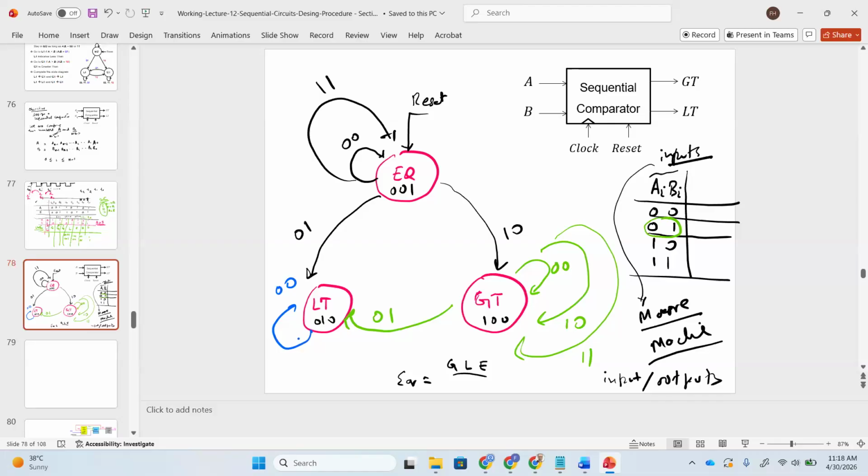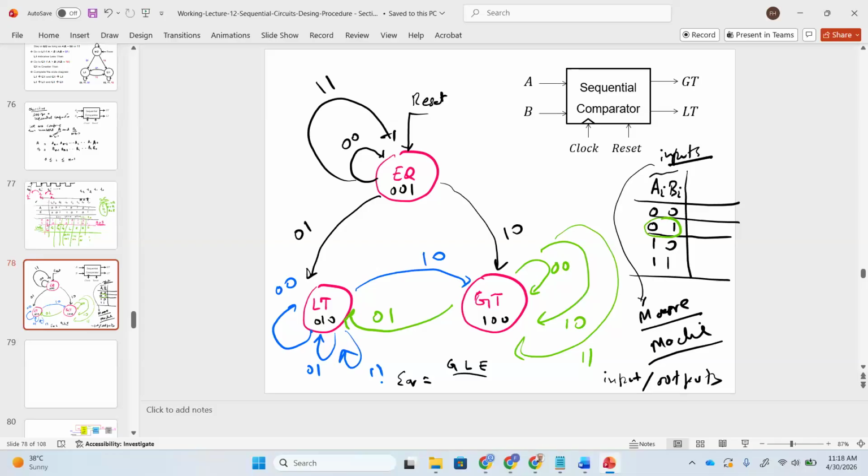GT. No, 0 1. Still A is smaller than B. Oh, sorry. Yeah, LT. 1 0. GT. Now the MSB is greater. It will go to GT. And 1 1. We are in the LT state. Now the MSB is LT, 1 1. So it is based on the previous state. Then LT, it stays in LT.